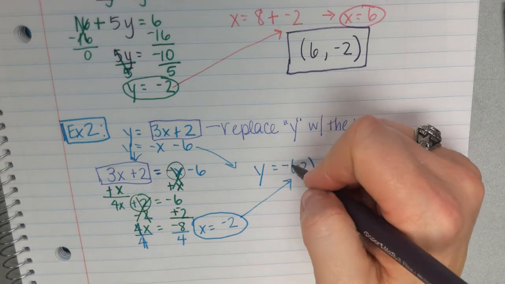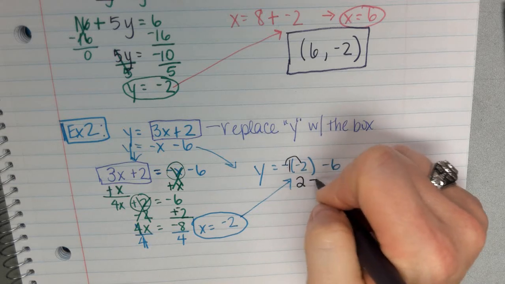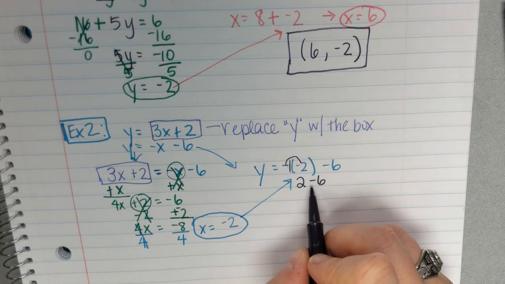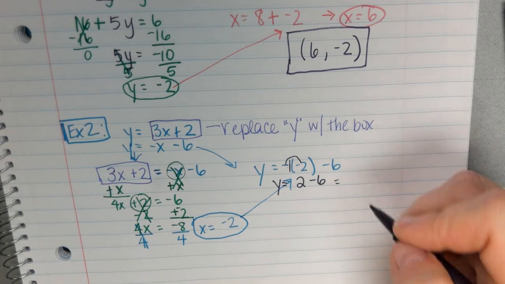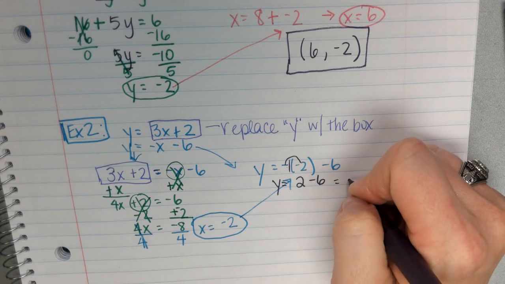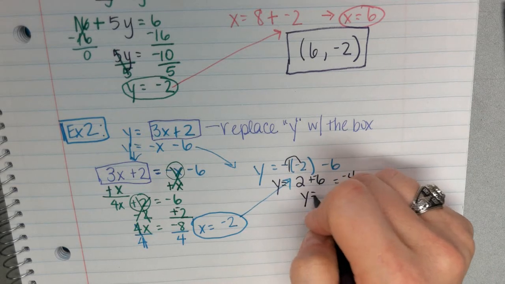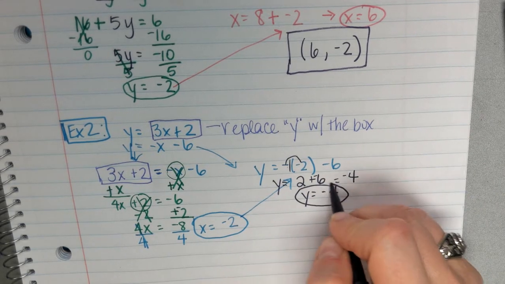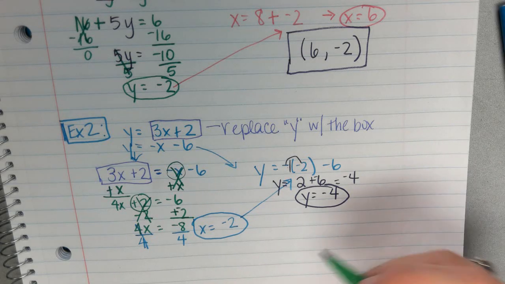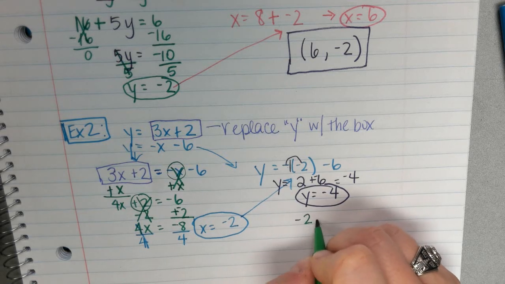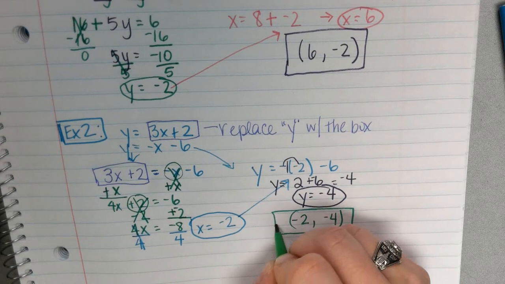So here's a negative 1 times the negative 2 makes a positive 2, minus 6. What is positive 2 minus 6? That's going to give you a negative 4. So y equals negative 4. Circle that. Now you can make your coordinate pair because you have your x and you have your y. So you have negative 2, comma, negative 4. And that is your answer.